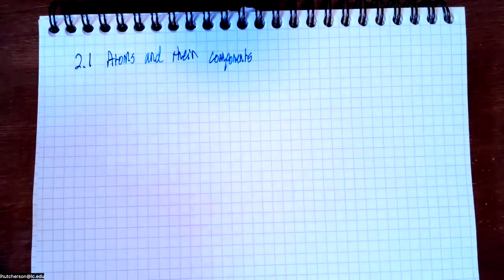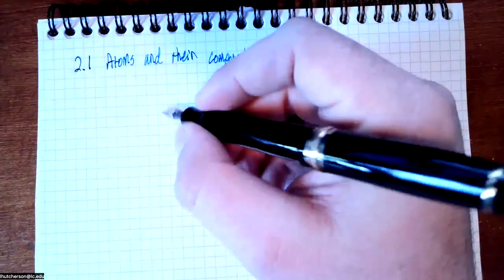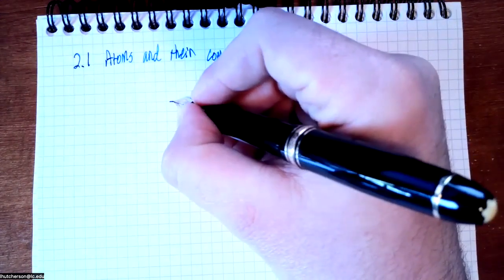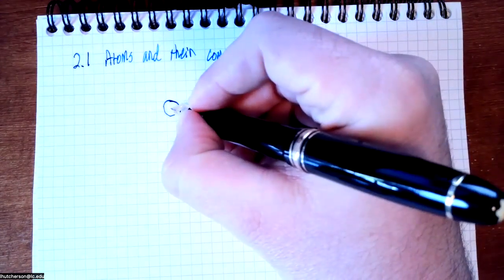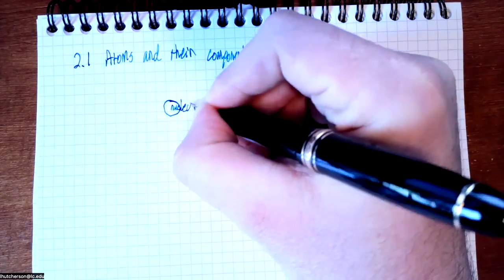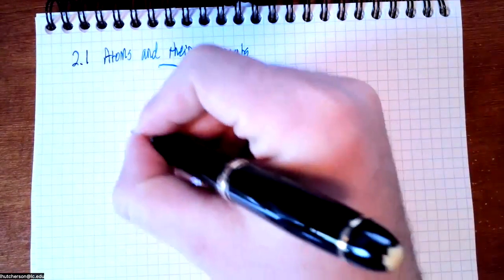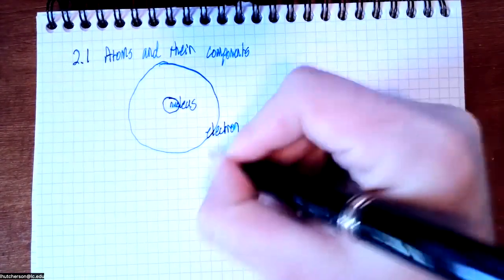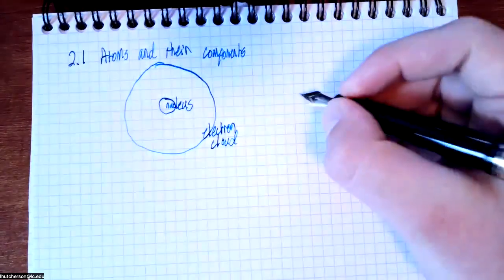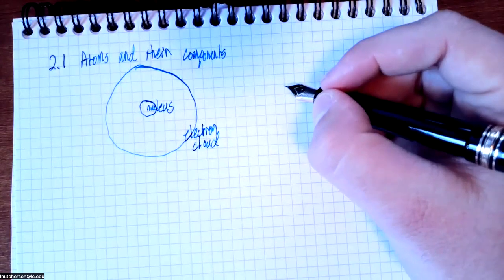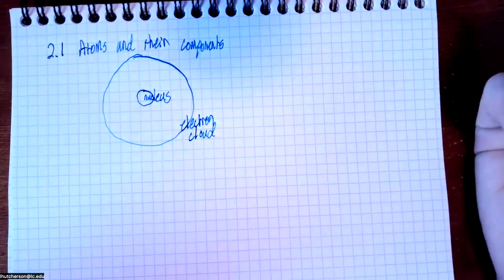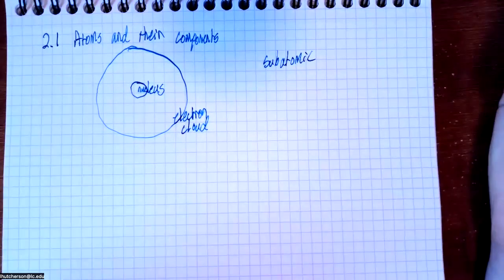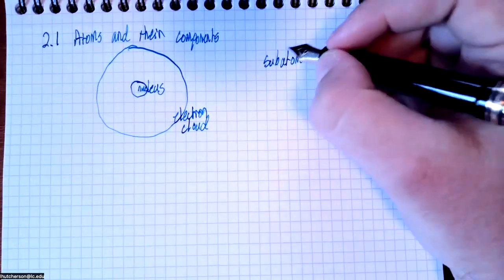Okay, so if we look at an atom, we basically have two major areas that we talk about. We talk about the nucleus, and around the nucleus, we have this region that we call the electron cloud. Now, usually we talk about atoms being made up of three subatomic particles, right? What does subatomic mean? Subatomic meaning smaller than an atom.